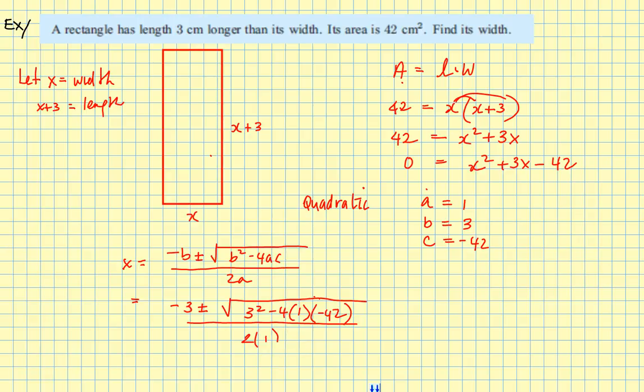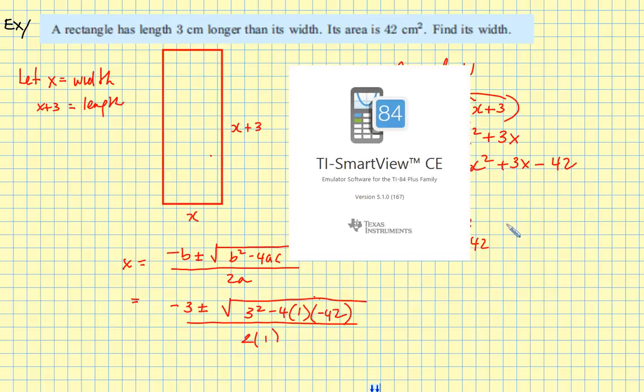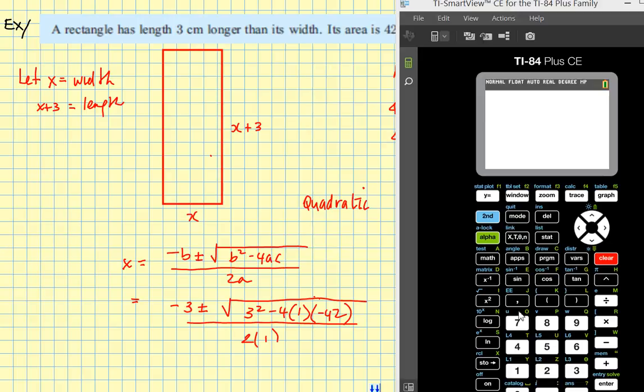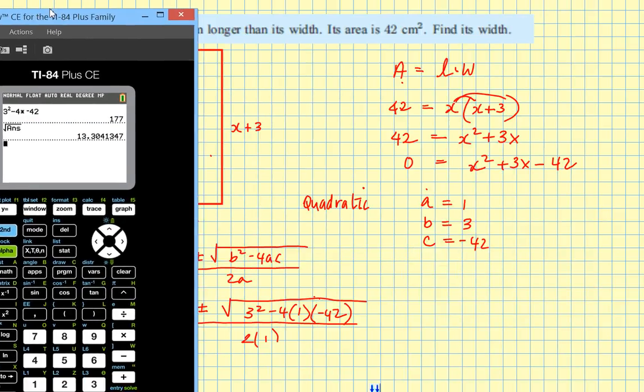So when I solve this, how about if we do this together? Okay, so just solving this, I'm going to do underneath the square root sign. So I will do 3 squared minus 4 times negative 42, enter, and we get 177. Now I'm going to take the square root of that, so I'll do second function, square root, and then second function answer, and I'll find that it's 13.3. So now I know that under the square root sign, I've got 13.3.